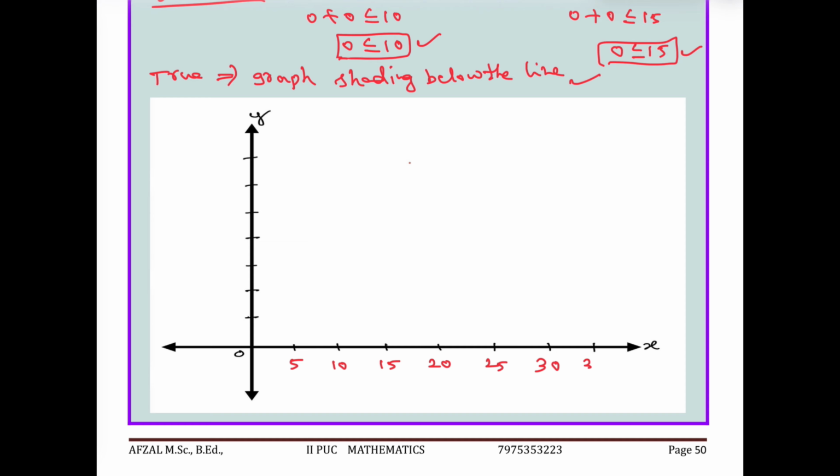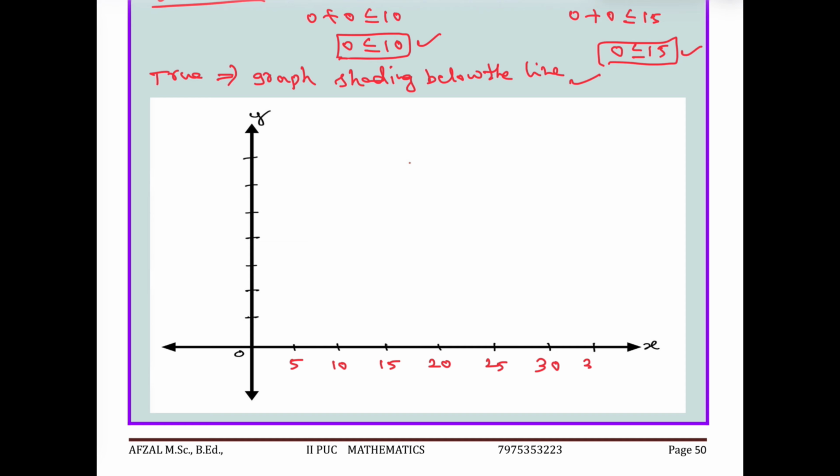Next question. A, B, C are 3 matrices of 3 cross 3 order. Find A plus B and B minus C, and verify that A plus (B minus C) equals (A plus B) minus C. First we will find A plus B. A matrix is 2 1 0, minus 3 1 1, 1 2 minus 1, plus B matrix 1 2 1, minus 3 4 1, 5 3 2.